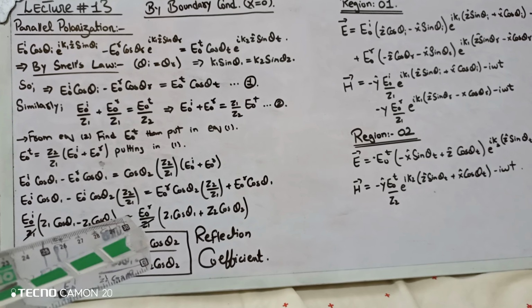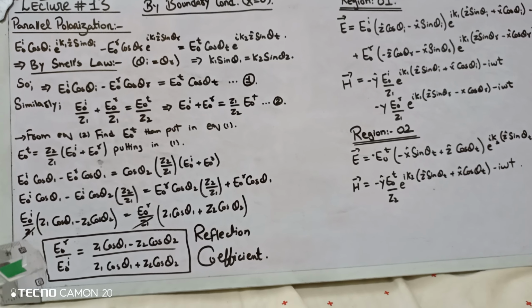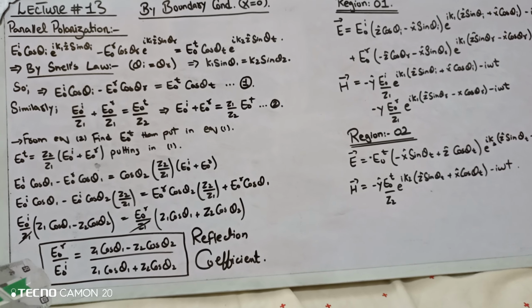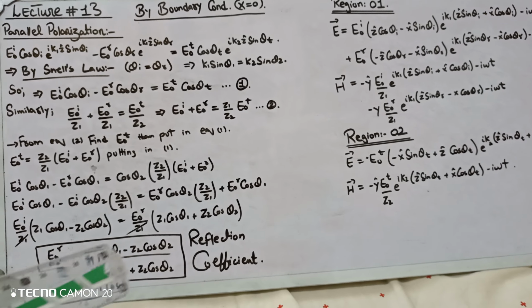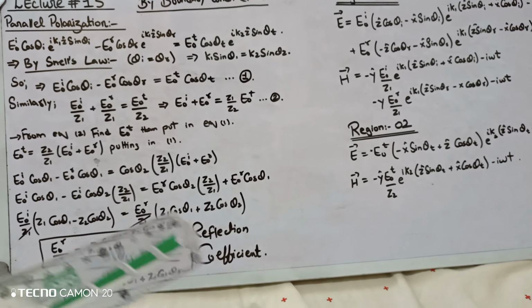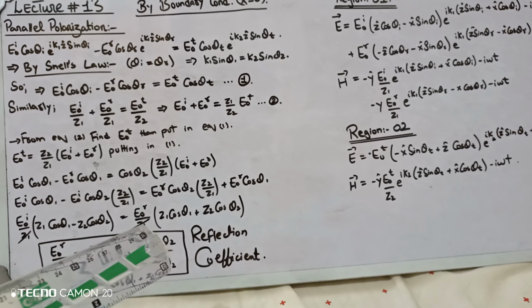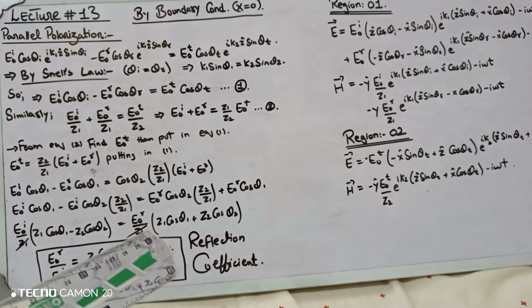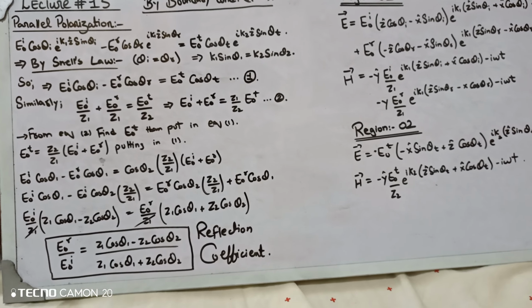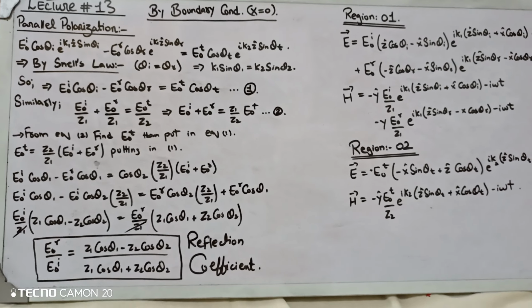Okay, whenever you are taking E naught I common, also take Z1 common. Taking the LCM, you will be left with E naught I divided by Z1. And whenever you take E naught R divided by Z1 common here, you will be left with this. So Z1 cancels with Z1, because we have to find the reflection coefficient.